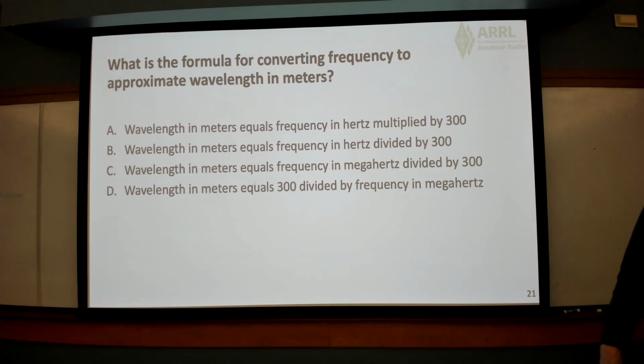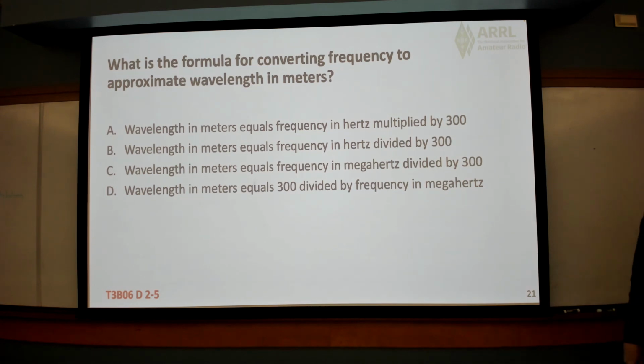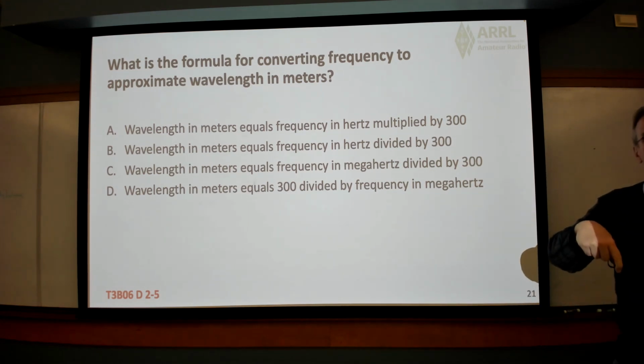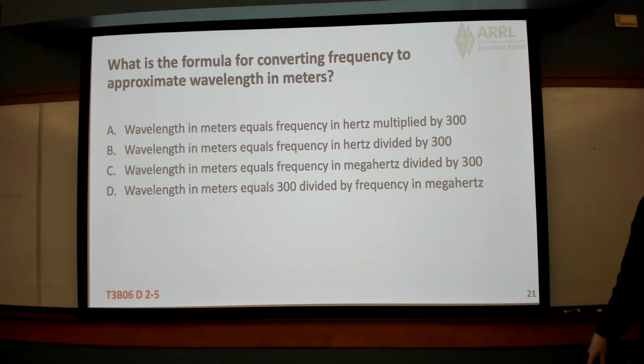300 over, wait. C. It's D. Wavelength is 300 divided by frequency. Okay. So wavelength and frequency are inversely proportional. So wavelength will be something divided by frequency, or frequency will be something divided by wavelength.